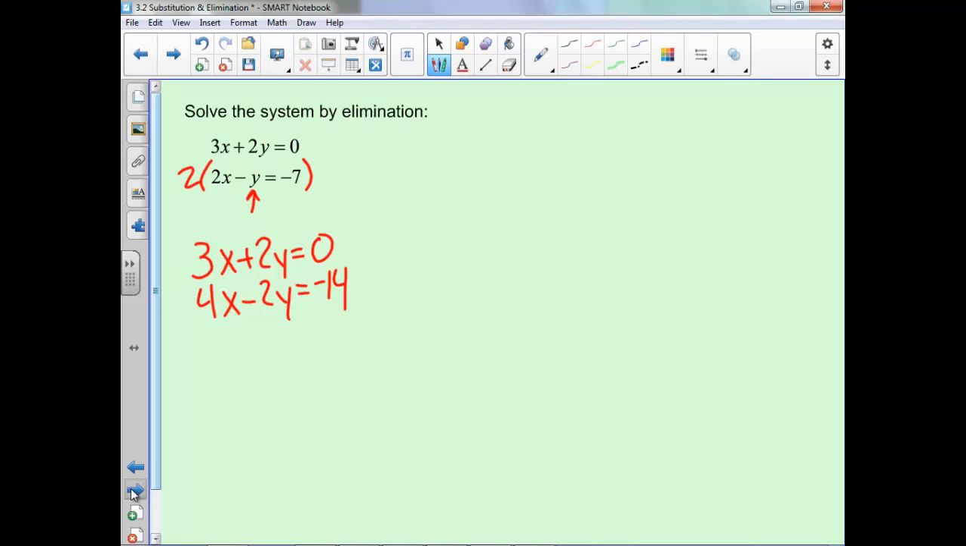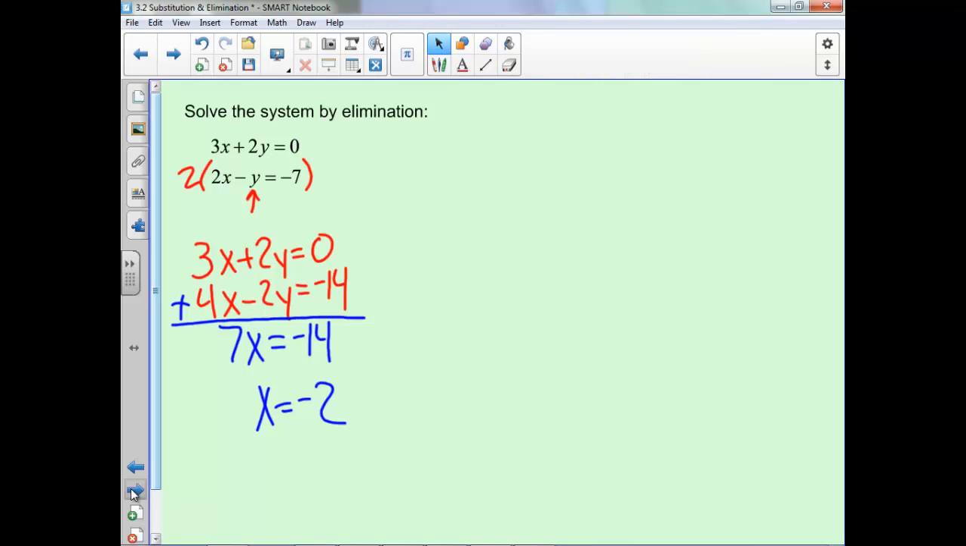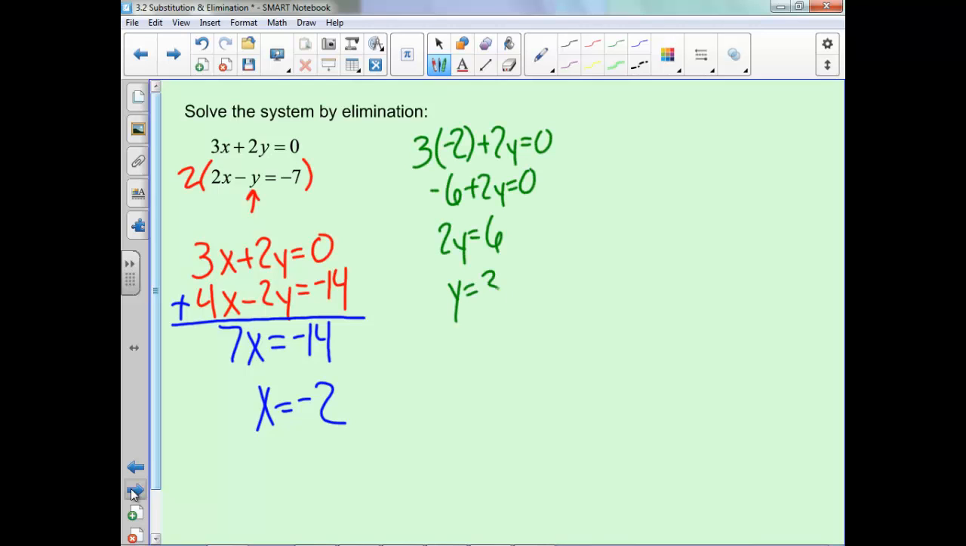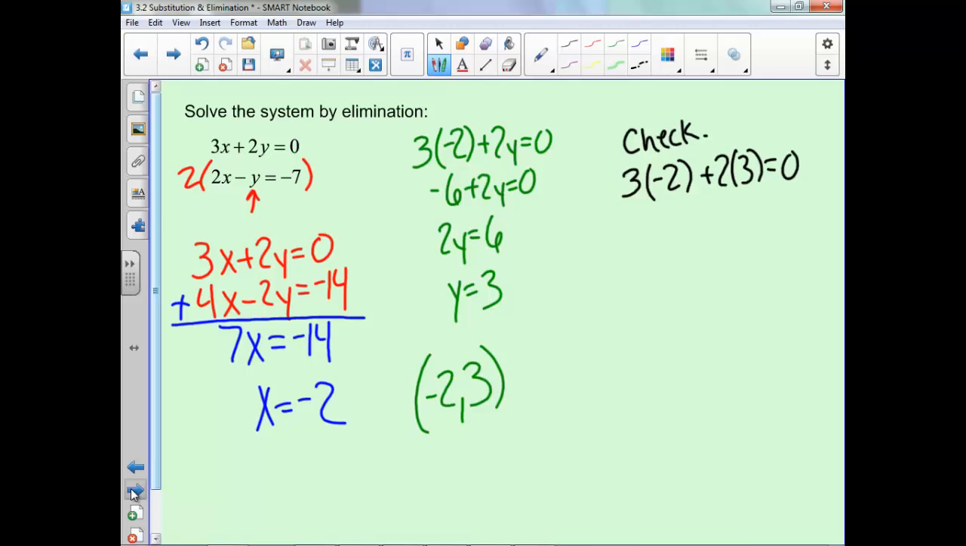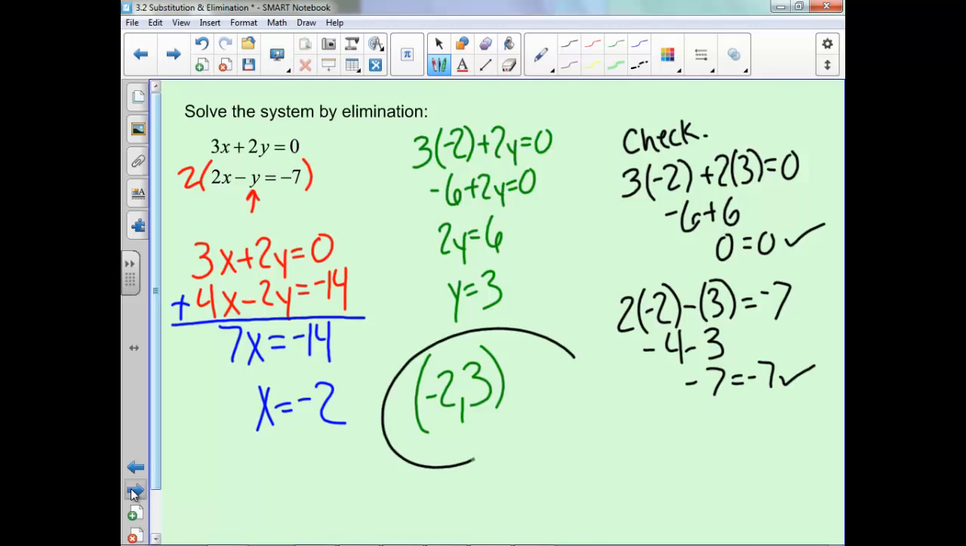So remember that 2 gets distributed to everything. Now notice our y's are opposite, so we can add them. And we'll get x equals negative 2. Now we have to figure out our y. But once again, we've got to check our answer. It works, so that is our answer.